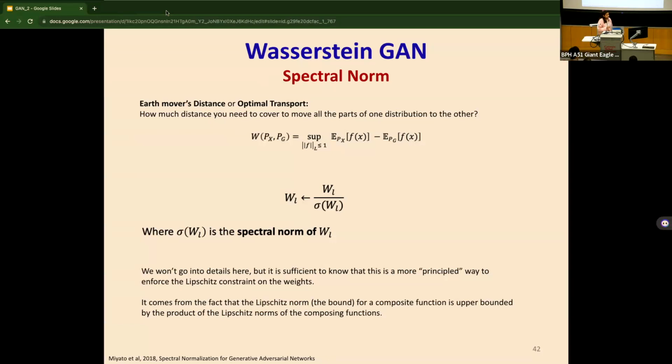And again, for the notion of the composite function, if you put a bound on all the composing functions, it means that the bound will be imposed upon the final composite function also. So this is what it uses.